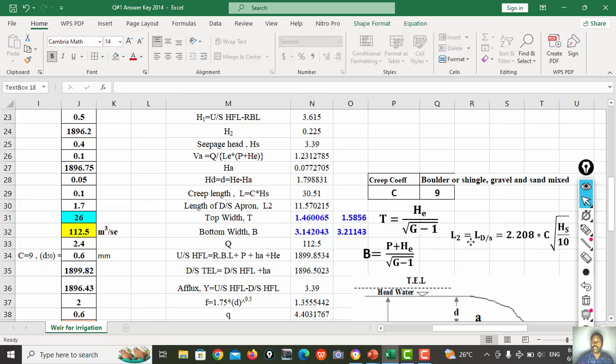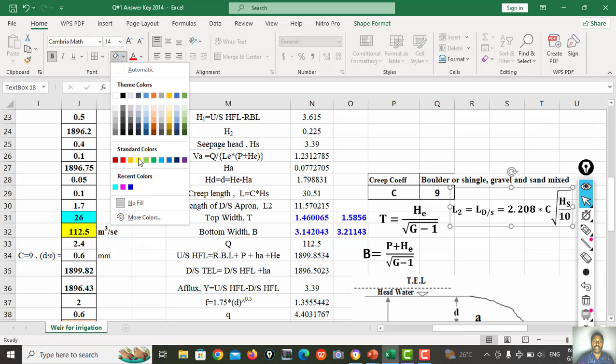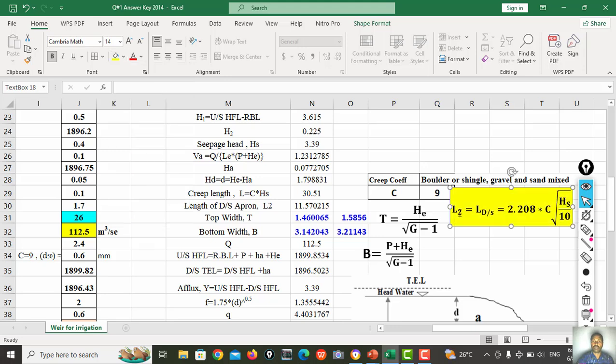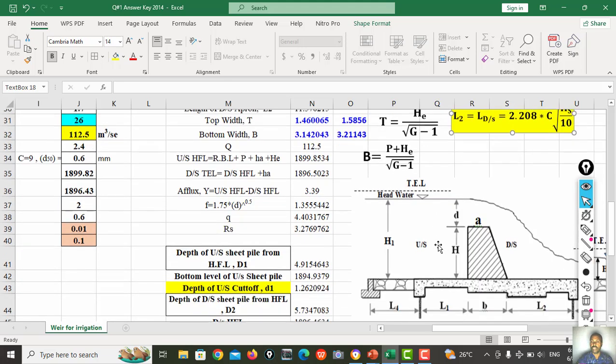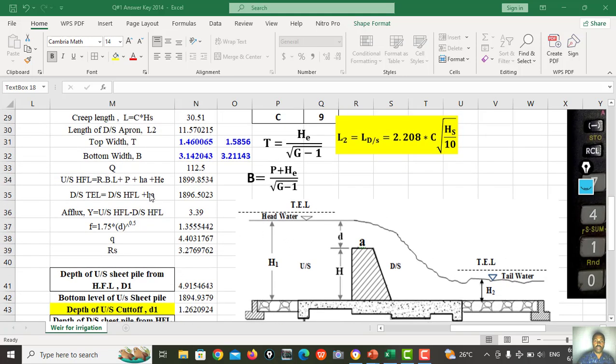Here, having no crest shutter, you will use this equation. So this is the general equation, the general equation for the length of the downstream apron, which is L2. L2 means this one, from here up to here. This is L2, this is L2.